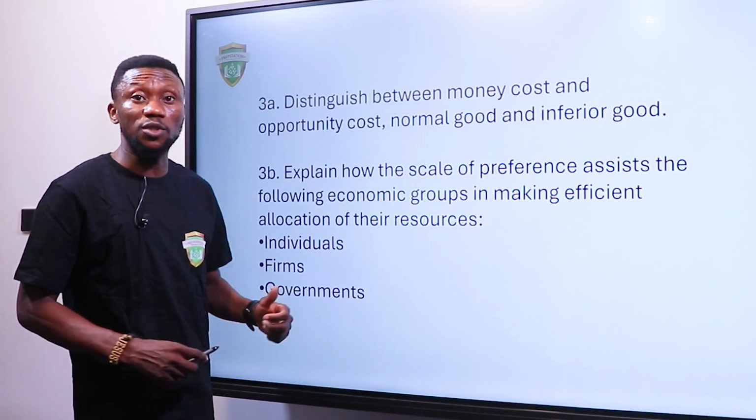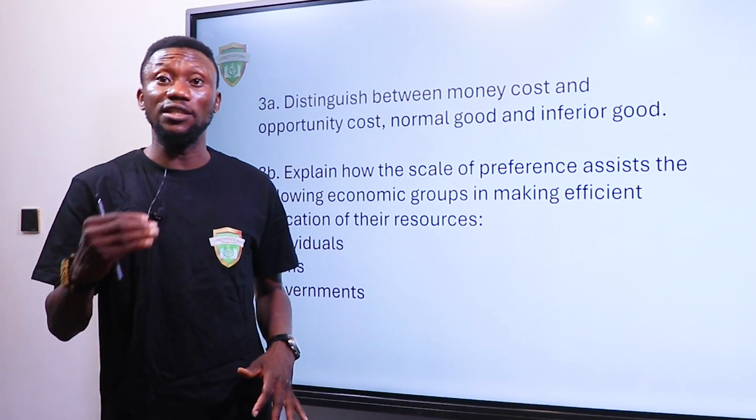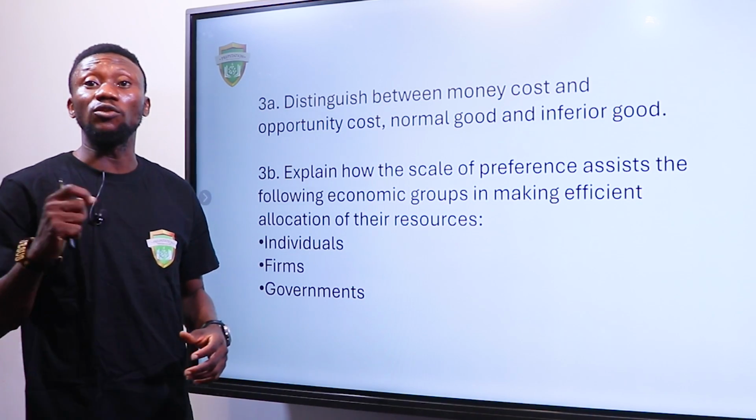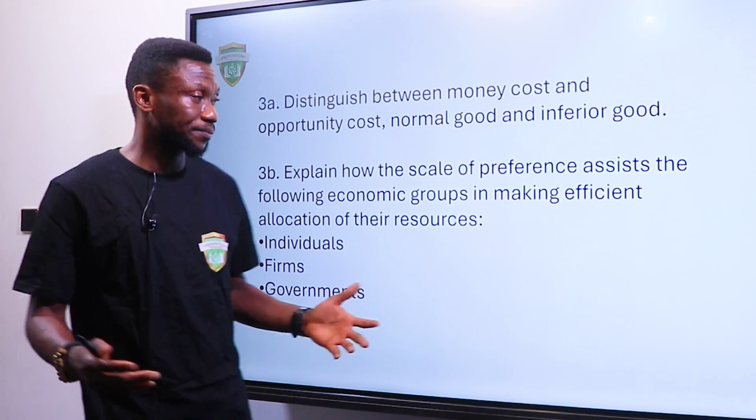And for firms, it helps them to produce the best good that provides them the best profit. And for government, it helps them to provide the goods that have the best welfare.